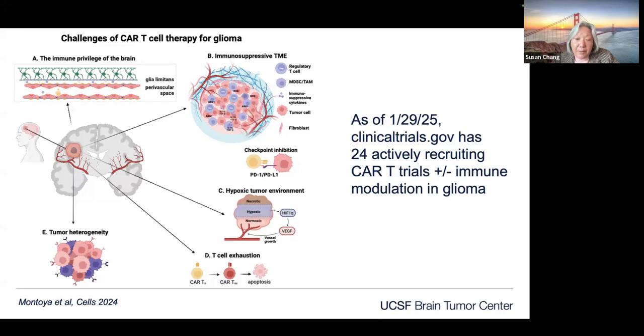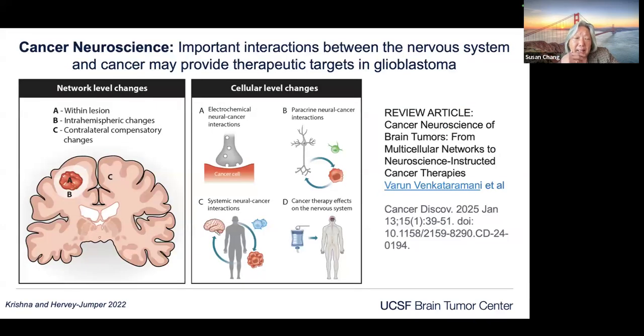But if this results in an effective effect on the tumor, then I think this is something that we're all very excited about. And then lastly, you may be aware of the interaction of the neurons now. Cancer neuroscience: there are so many important interactions between the nervous system and cancer. In the past, we used to think that the cancer existed in the brain and the neurons were just sitting around.